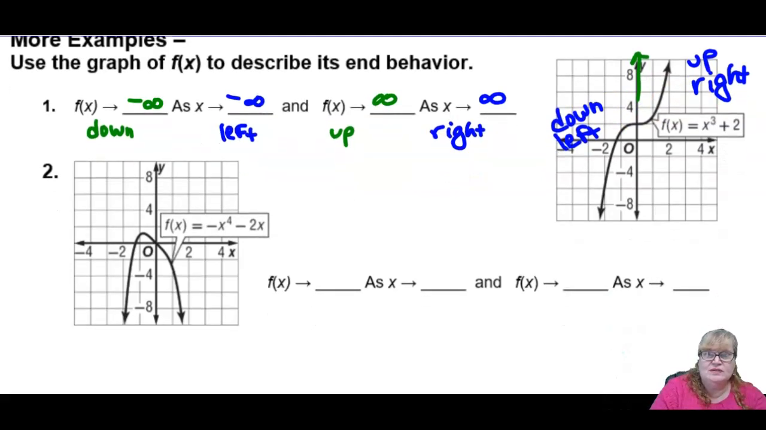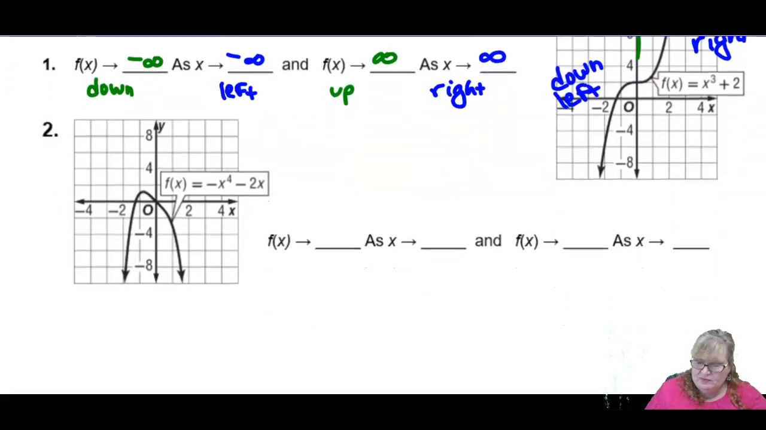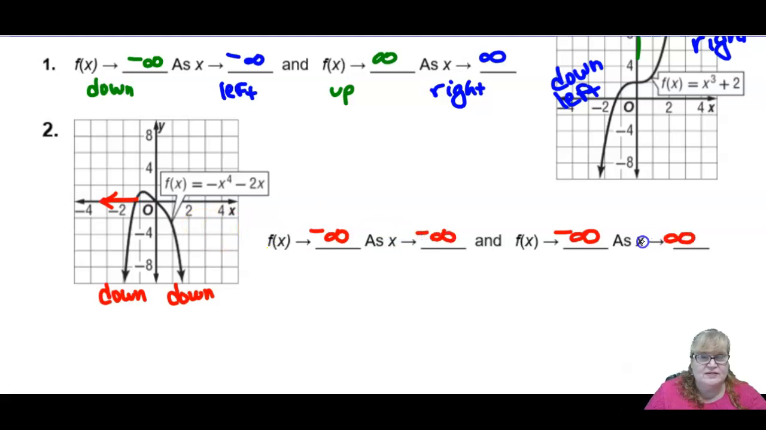And this one, do real quick, but both ends are going down. Both y's are going down, both the left and the right. So this is getting more negative and more negative, the y's, okay, down. But it's doing that as the x goes to the left and to the right.